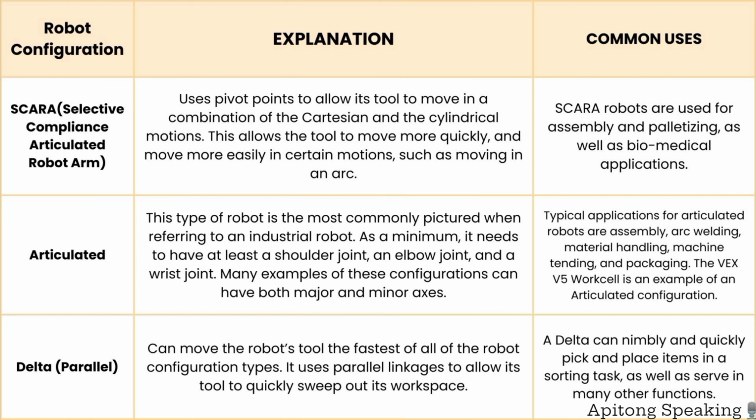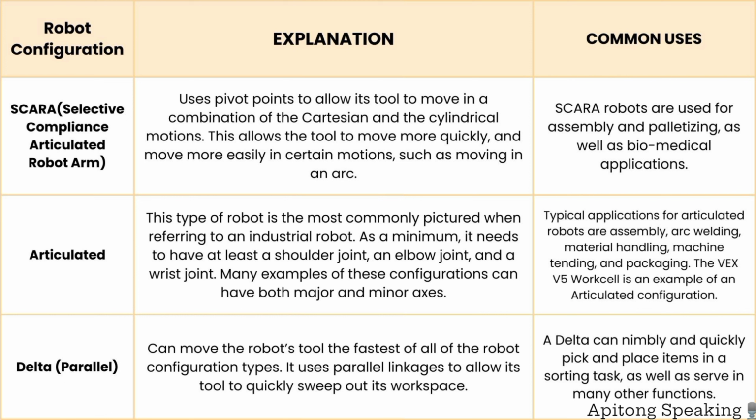The next robot configuration, the SCARA or the Selective Compliance Articulated Robot Arm. It uses pivot points to allow its tool to move in a combination of Cartesian and cylindrical motions. This allows the tool to move more quickly and move more easily in certain motions, such as moving in an arc. The common uses of a SCARA robot is that they are used in assembly and palletizing, as well as biomedical applications.